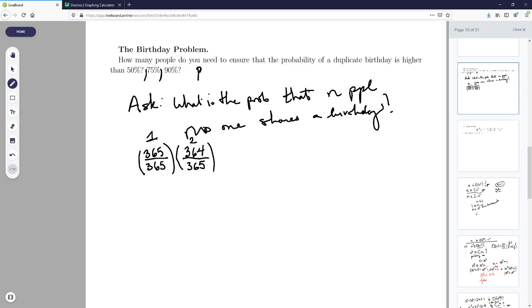364. That's right. And then let's say we throw a third person in the room. We get 363 over 365. And maybe a fourth person, 362 over 365. Do we sense a pattern here? So this is the probability that 4 people don't share a birthday. Oh, you know what? The numbers are doubling each time. These are powers of 2. You know, Ben, useful as always.